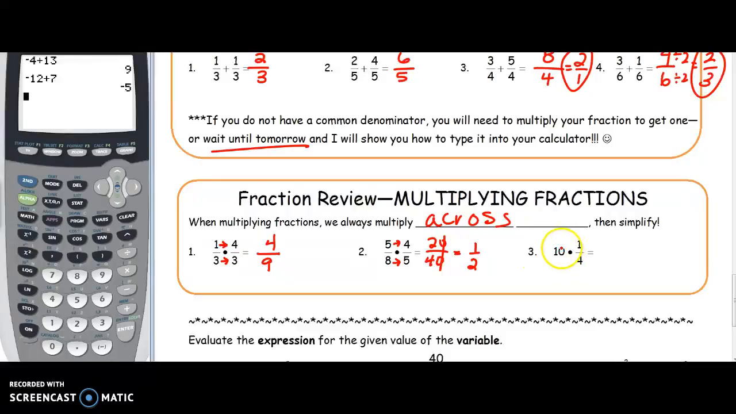Since in number 3 we have a whole number times a fraction, remember every whole number can be made into a fraction by putting it over 1. Then you multiply top times top, bottom times bottom. So 10 times 1 is 10. 1 times 4 is 4. And again, 2 goes into both of these, so we divide top and bottom each by 2. And so you have 5 halves.